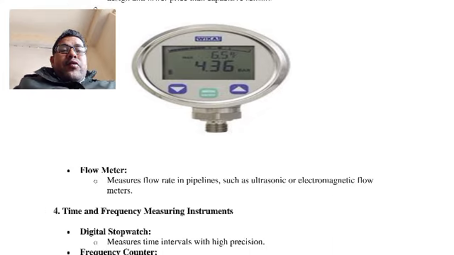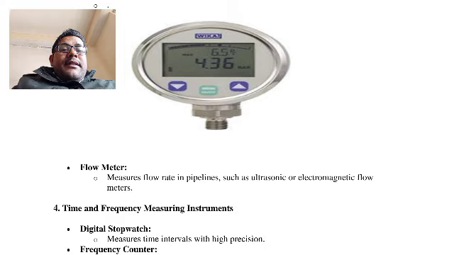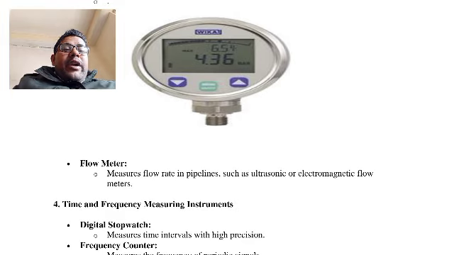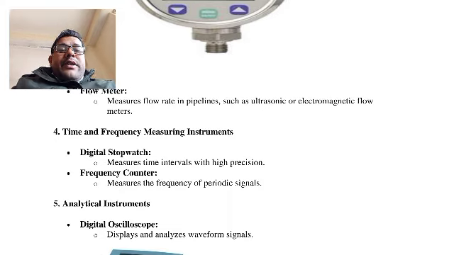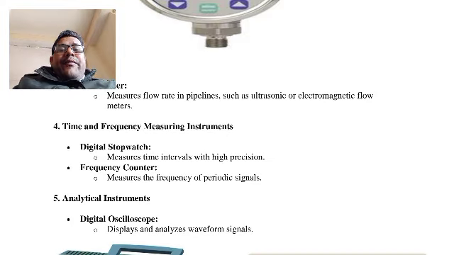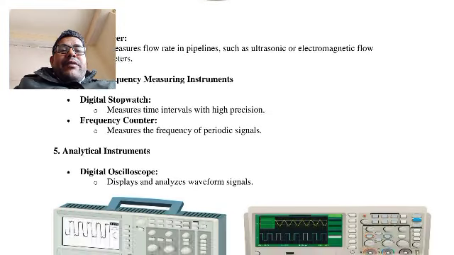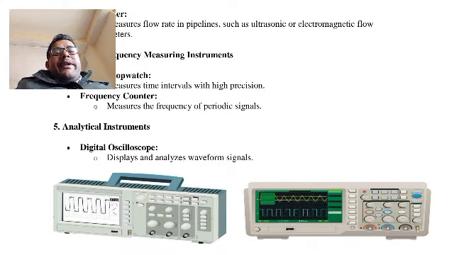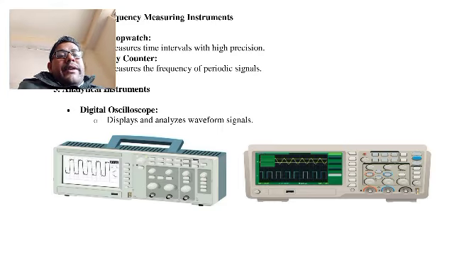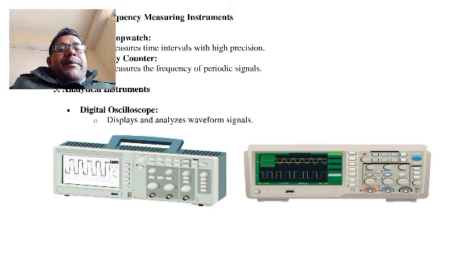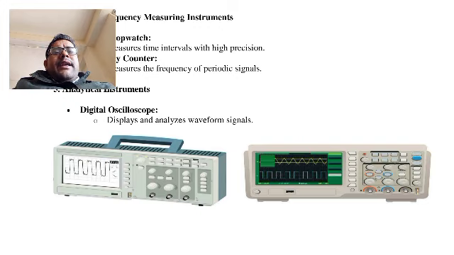Next, the flow meter measures the flow rate in a pipeline, such as an ultrasonic or electromagnetic flow meter we can use. Time and frequency measuring instruments are digital stopwatches that measure time intervals with high precision. A frequency counter we can also use to measure the frequency or period of signals. Another digital instrument is the oscilloscope. A digital oscilloscope looks like this. Here the waveform is this, and we can measure it with this instrument. Time period, frequency, amplitude, we can compare different types; so many signal analyses we can do in the digital oscilloscope.